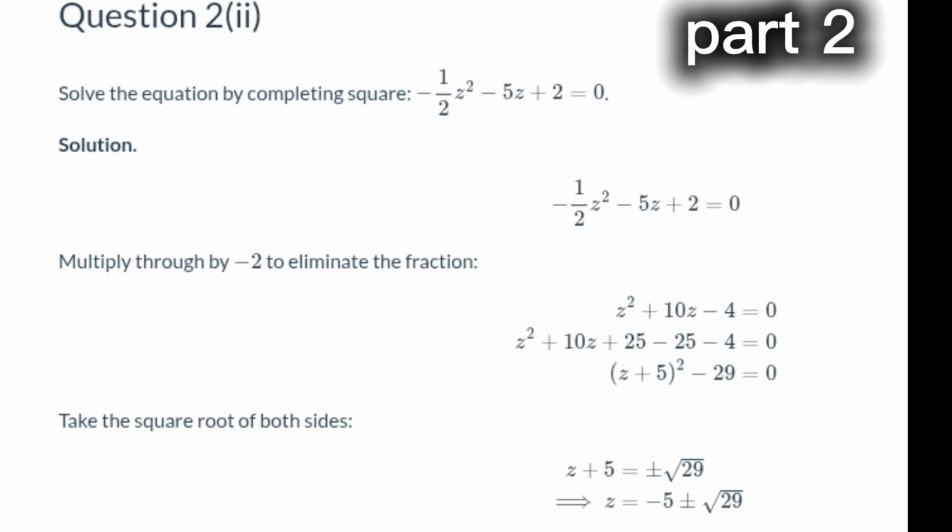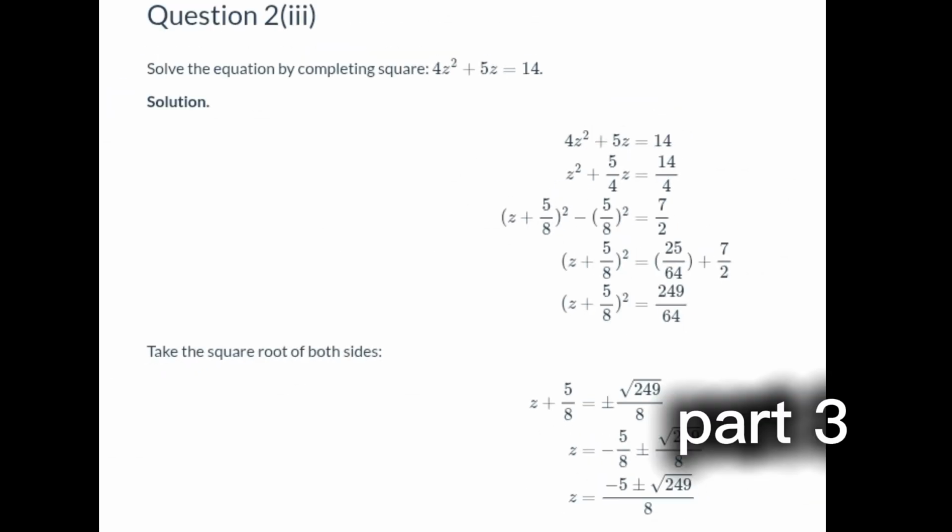Factor. The left side factors to (z + 5)^2 = 29. Square root. Take the square root of both sides. z + 5 = plus or minus square root of 29. Solution set. The solution set is {-5 plus or minus square root of 29}. Normalize. Divide the entire equation by 4.